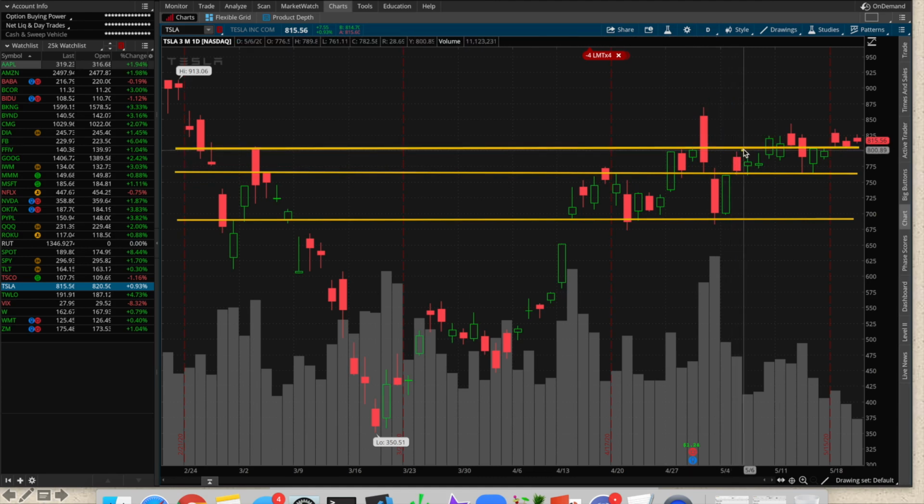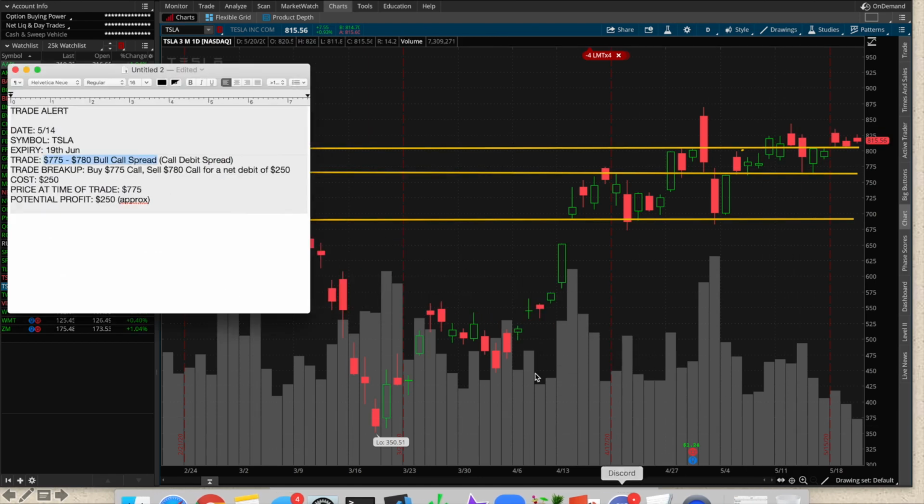After that, it kind of bounced back and forth between this price range, tried to cross that up, went back up, and crossed this. And then what you will notice is, let me pull up my second trade alert, which you'll find interesting. So on 5/14, I put out another trade alert for a 775, 780 bull call spread. So on 5/14, which day is that? Somewhere around here. So this is the day when I alerted about a 775, 780 bull call spread.